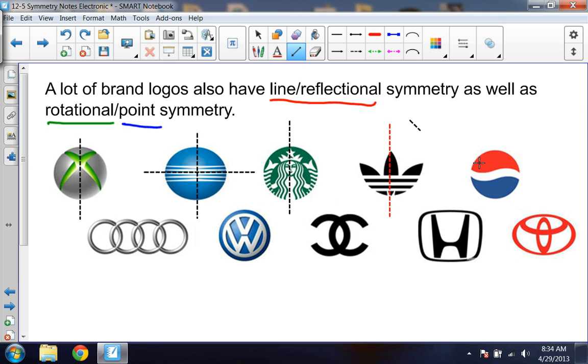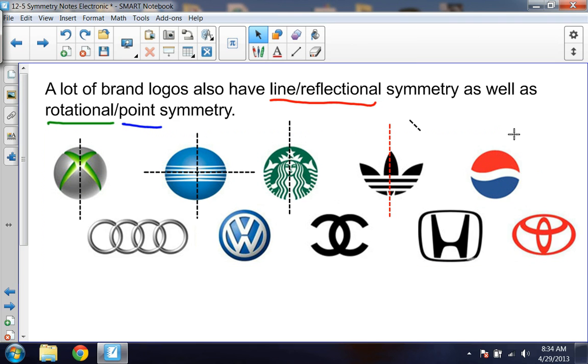Pepsi, right here, what does it have? Well, this does not have line symmetry. I can't cut this right down the middle and say this one side's a reflection of the other side. This is not a reflection. Neither is this right here. Of course, I can't do lines perfectly these days, but that's not a reflection either. In fact, none of these are reflections, but this one has rotational symmetry.